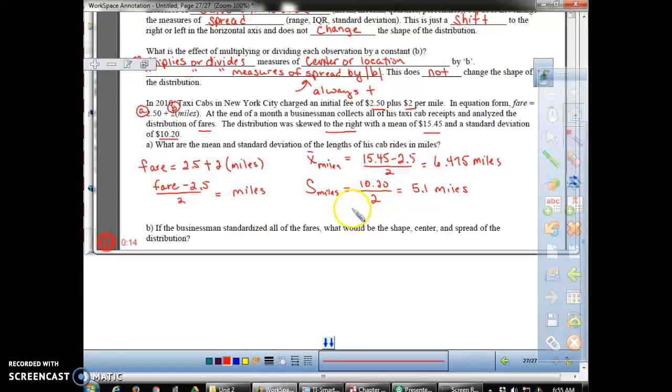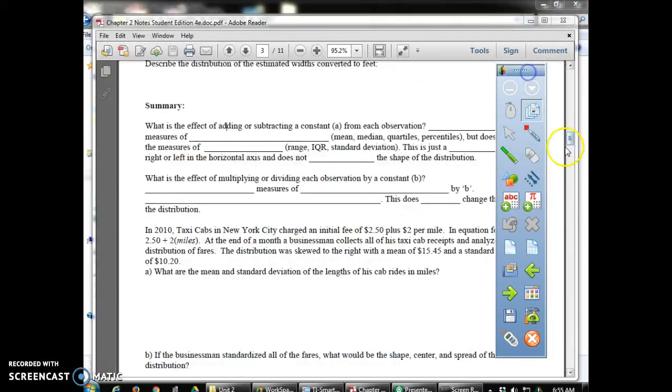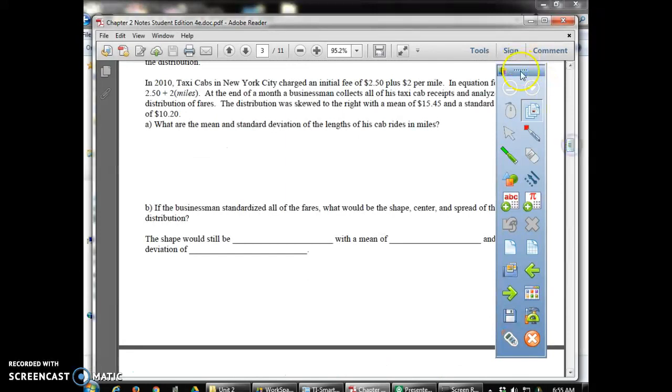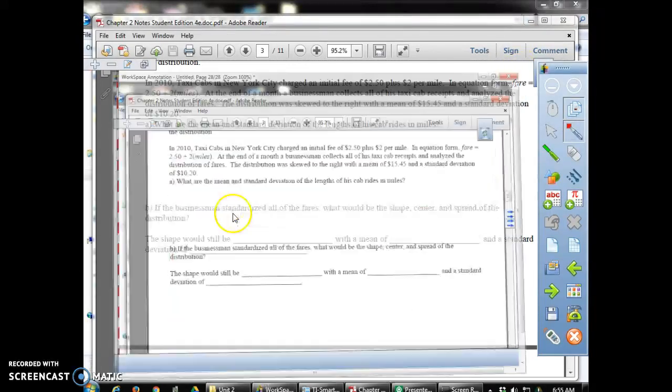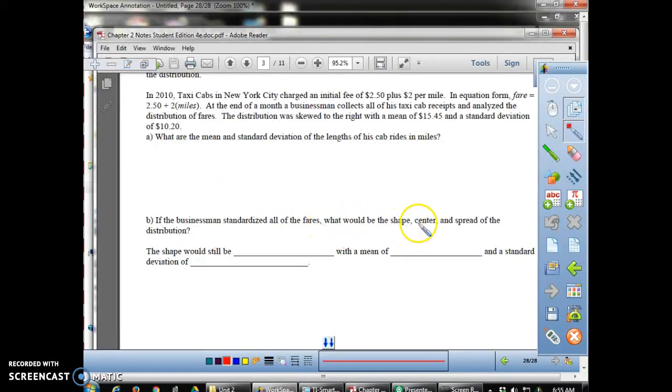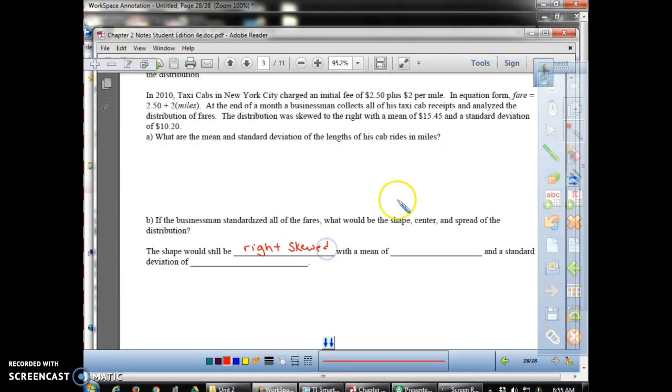So let's kind of summarize this and see what we have. If the businessman standardized all the fares, what would be the shape, center, and spread of the distribution? So the shape would still be right skewed, with a mean of 6.475 miles and a standard deviation of 5.1 miles.